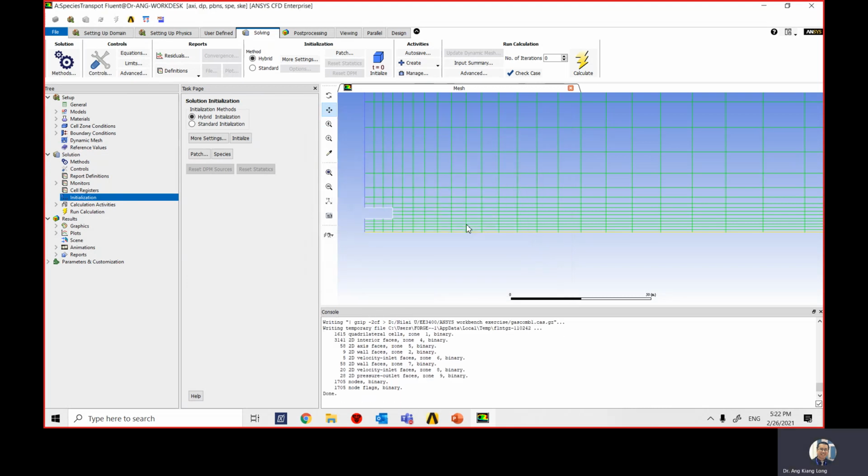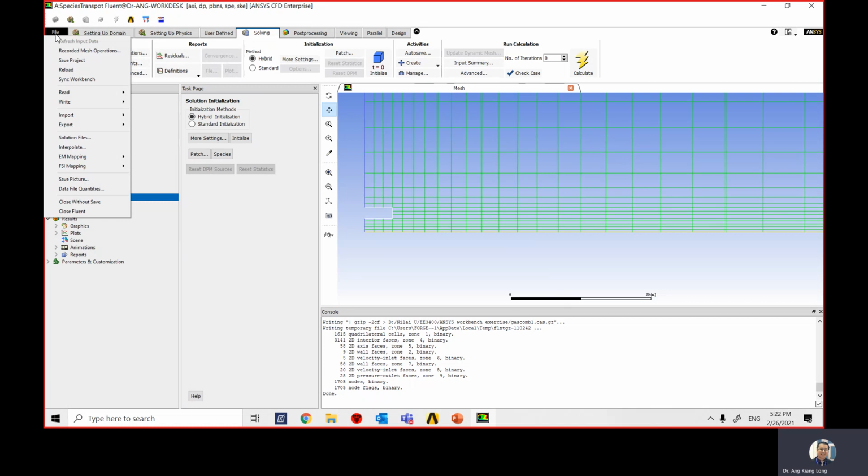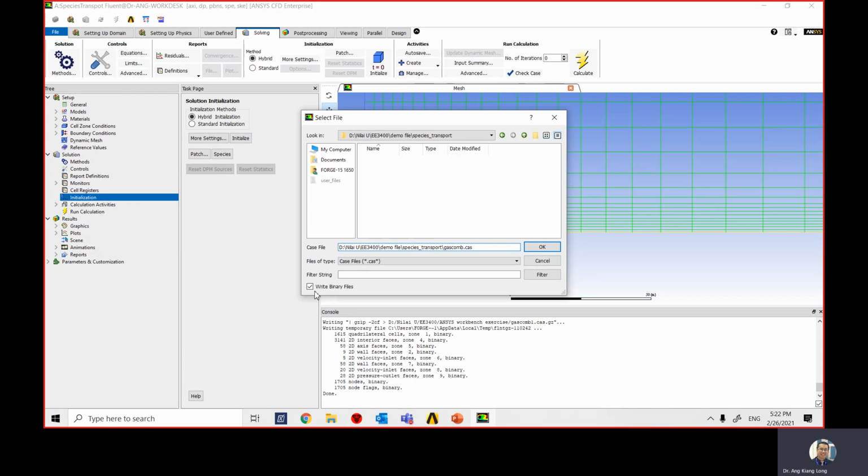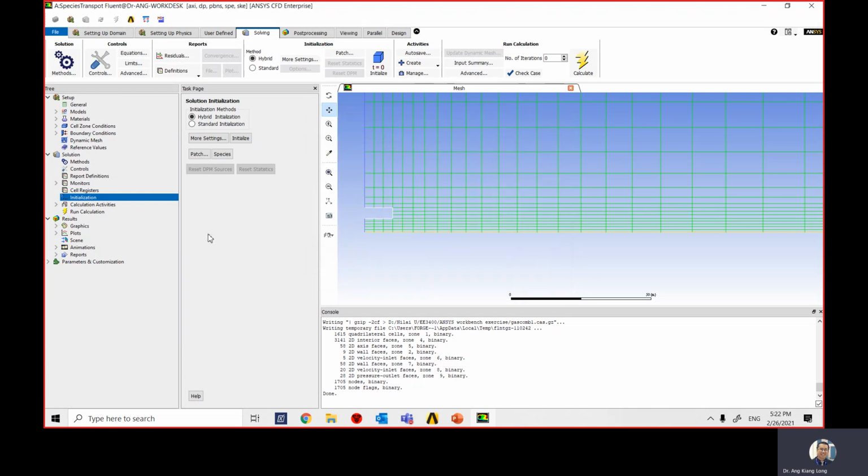So you will save the setting and the data. So after that, we will okay. Before that, just now when you export the case file, make sure that you activate the write and binding files. Yeah, make sure you tick this one. All right. Then after that, we're going to run the iteration for 200 iterations.